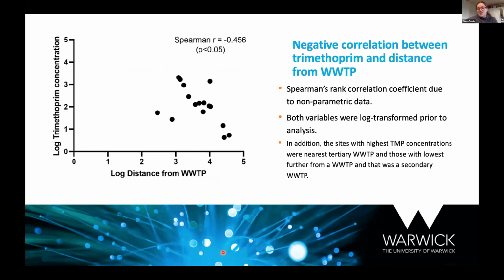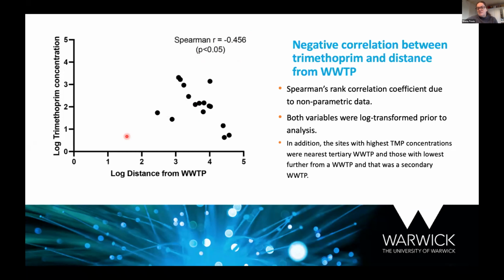You can also do distance correlations. Wastewater treatment plants are of particular relevance, but also things such as fish farms and other farms where you might be having runoff into the rivers are also of relevance, and you can do geostatistics using your geomapping. Here we looked at the trimethoprim concentration at each site versus the distance from wastewater treatment plants. So these variables were log transformed. It's non-parametric, so a Spearman's rank correlation has been performed, and there's a negative correlation, as you can see here, which is significant, with distance from wastewater treatment plant.